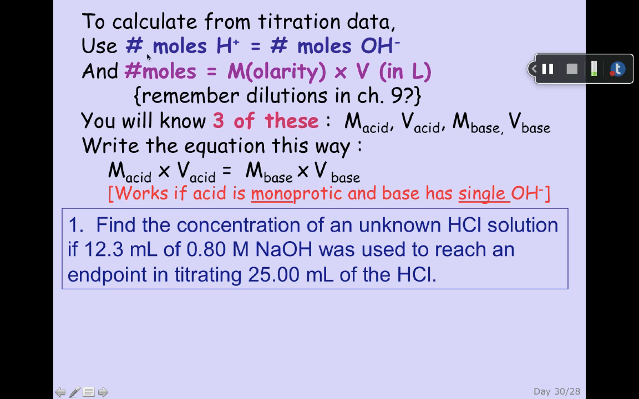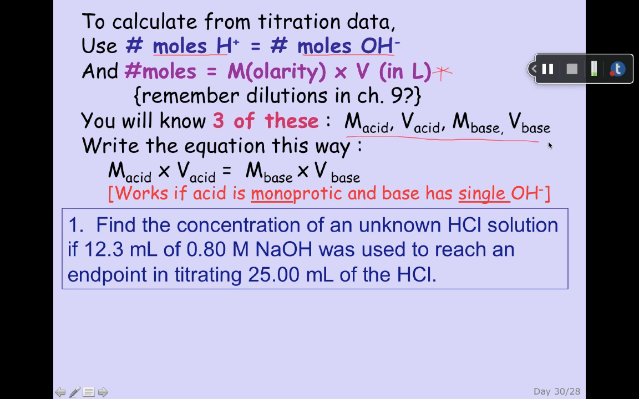To do this, we'll use a little bit of calculation, which isn't hard, and you rely on understanding that the number of moles of acid equals the moles of base, in the forms of hydrogen ions or hydroxide. You can also say hydrogen is hydronium, same idea. And to get moles, you're always using this relationship that we've seen before: molarity times volume in liters. We did the exact same kind of relationship when we were doing dilutions in Chapter 9.